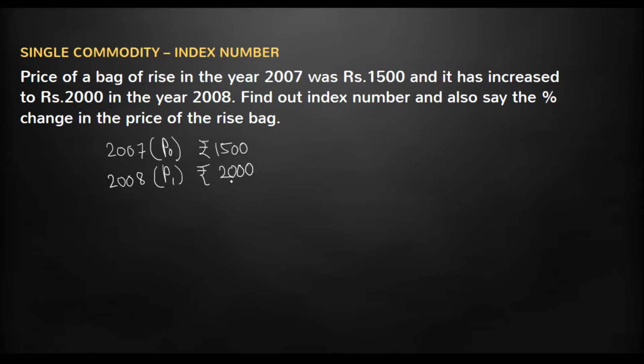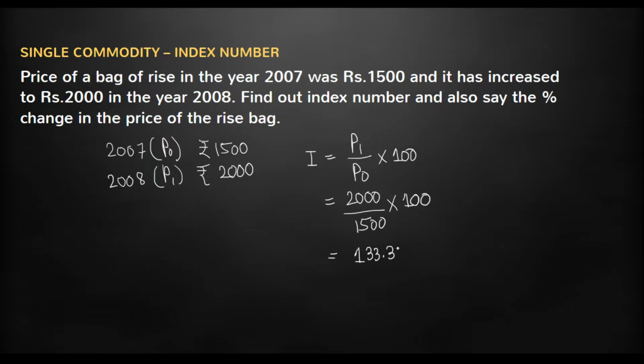हमें इसका इंडेक्स नंबर गिनना है। चलिए इंडेक्स नंबर का फॉर्मूला लगाते हैं। इंडेक्स नंबर I is equal to P1 upon P0 into 100. Let us fill all the figures here. P1 is 2000 for us and P0 is 1500 here into 100, and this will give us the index number of 133.33, right? 133.33. We will not put any unit after index number.